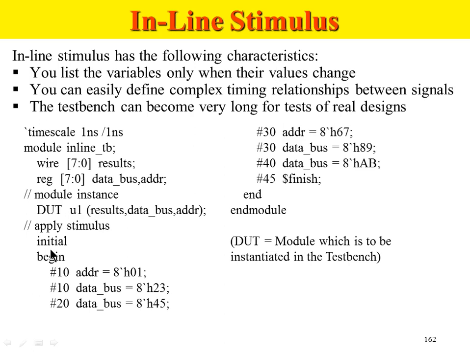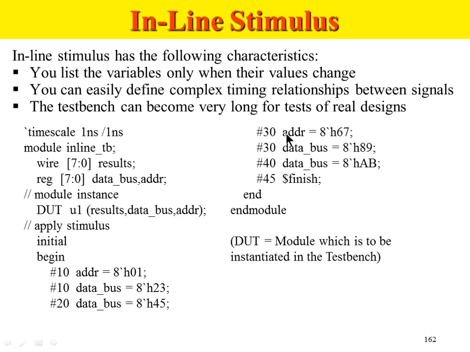Now this initial block is where I'm going to apply the stimulus. Begin the initial block. Hash 10 times 1 nanosecond. So after 10 nanoseconds, address is equal to 8'h01. I'm applying the 8-bit hex value 01 to address, which is 8 bits here. You see, ADDR is the address, 8 bits. Then after another 10 nanoseconds, the data bus will get hex value 23. After another 20 nanoseconds, the data bus will change to hex value 45.